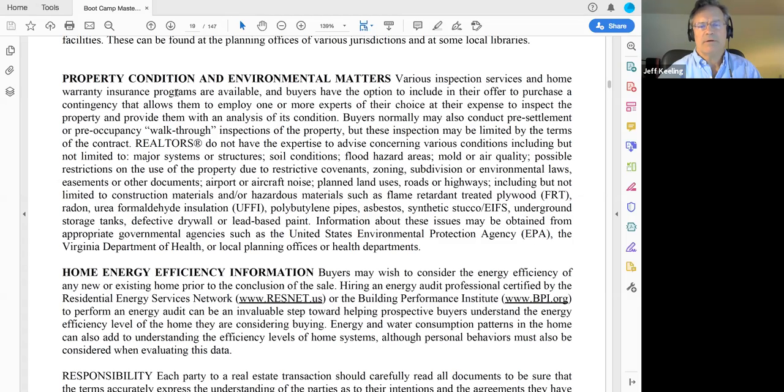So title insurance, it would seem, should cover that. I'm just making something up, but it would seem that title insurance should cover that. It doesn't. Good to know. Title insurance has to be clear and marketable.